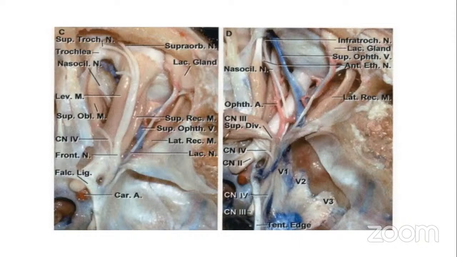The frontal nerve passes through the superior orbital fissure and courses on the levator muscle, where it divides into the supratrochlear nerve, which passes above the superior oblique muscle, and the supraorbital nerve. So here you can see the supratrochlear nerve passing upon the levator muscle.